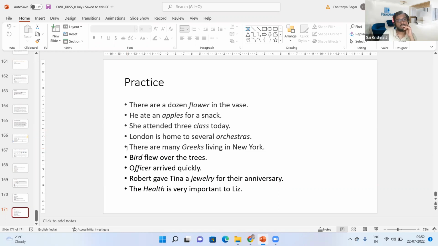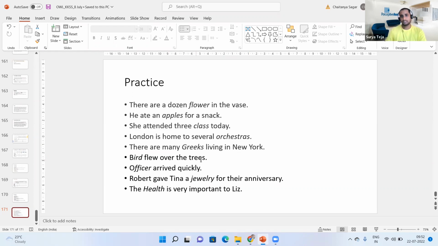Yes, that refers to the number of people of Greek nationality. Right, that is talking about the number of people, so it has been pluralized. So "many" is definitely applicable to a pluralized noun. So it becomes correct. We'll move to the sixth example.